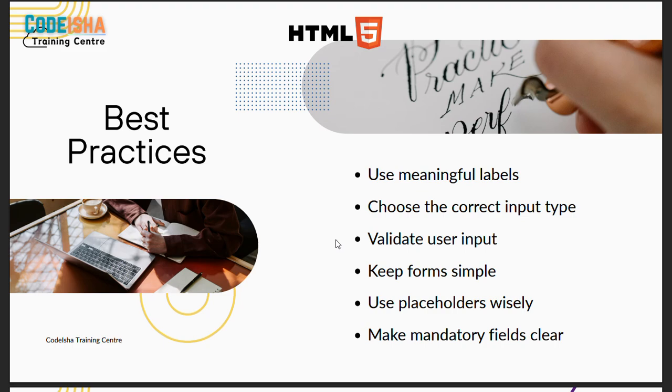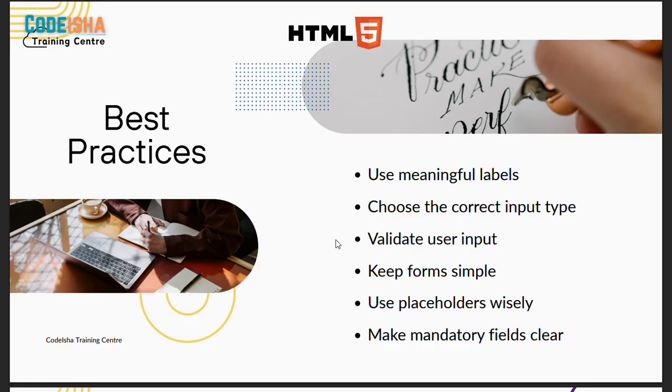And validate user input, and also keep forms simple. Better to use the placeholder wisely, and make mandatory fields clear. So for example, we have a form with the name and email address. Here I must ensure that whoever the end user is, filling the form, that user must enter the email address. So at that time we can use mandatory fields. With the required attribute, we need to add that when we need those fields to be mandatory.